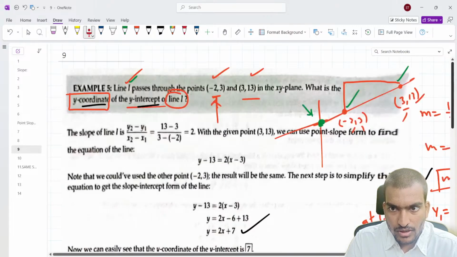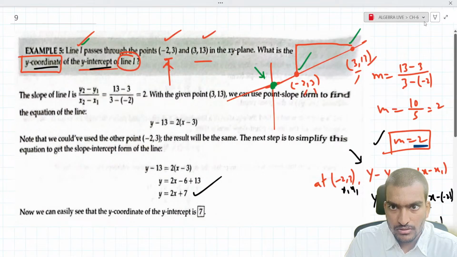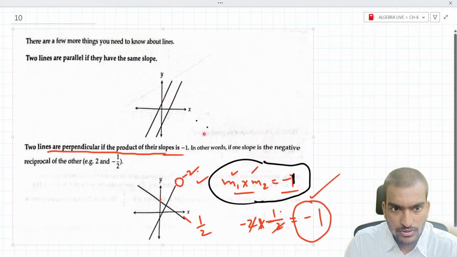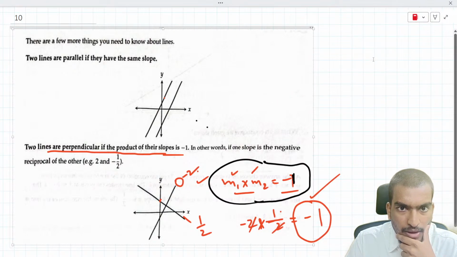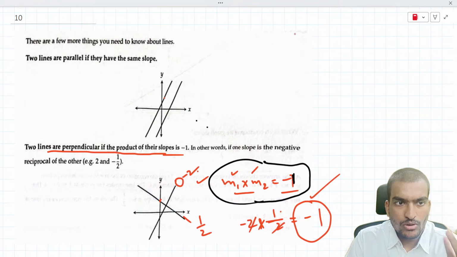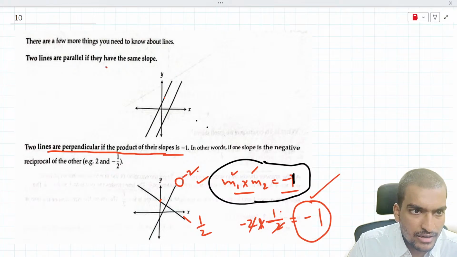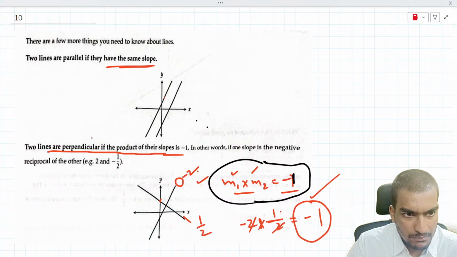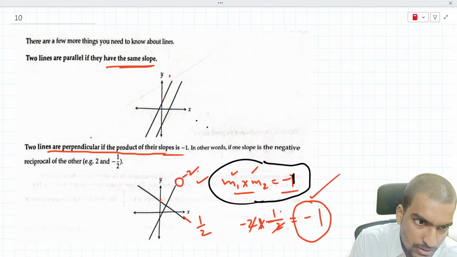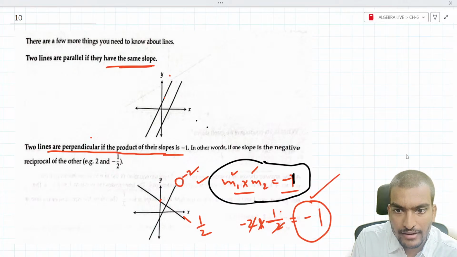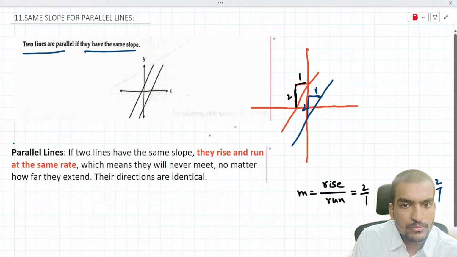So this is how we have to solve. Hope you understood why we found the equation and then we got to this place. Now the thing is about parallel lines. So what do we know about parallel lines? Parallel lines have the same slope, and perpendicular lines have -1 as the product of their slopes. Let's go for the parallel lines first. The same slope will be there for parallel lines.